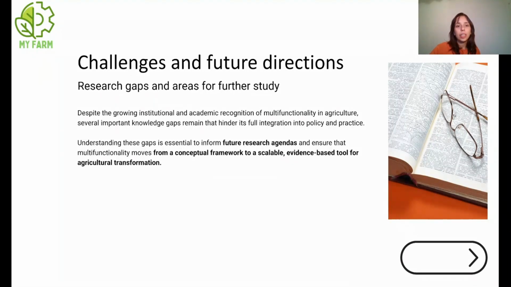On the research gaps and areas for further study, we can say that despite the growing institutional and academic recognition of multifunctionality in agriculture, several important knowledge gaps remain that hinder its full integration into policy and practice. Understanding these gaps is essential to inform future research agendas and ensure that multifunctionality moves from a conceptual framework to a scalable, evidence-based tool for agricultural transformation.